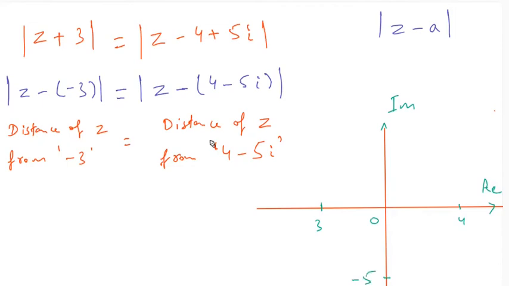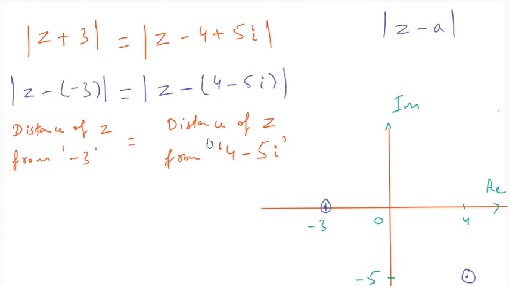So where does one point come? It comes at -3. That's one point. Let's mark that here. So that's one point here. Okay? And similarly, you mark the other point. That's 4 minus 5 iota. Where is that going to be? On the real axis 4, on the imaginary axis -5. So that's this point here. So basically, where can z be?